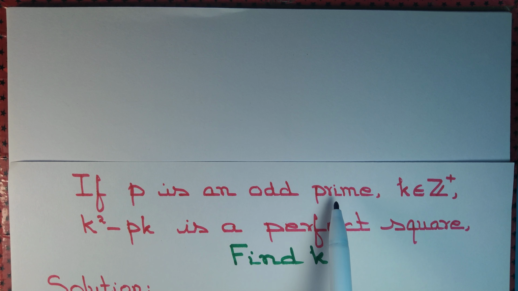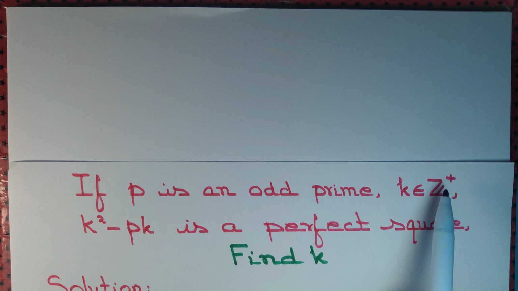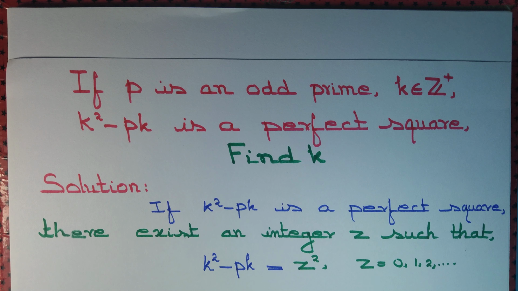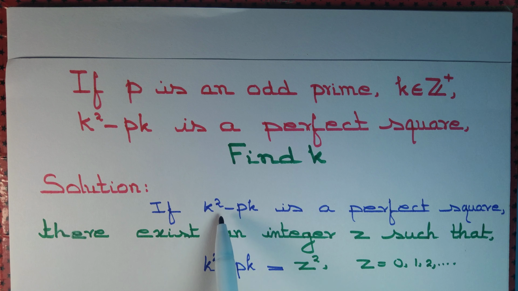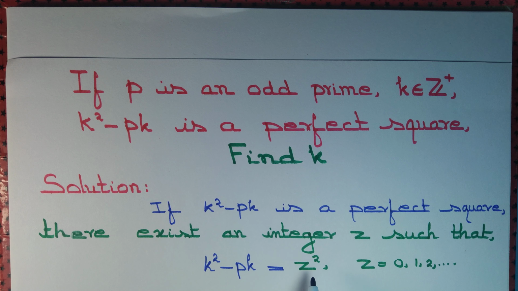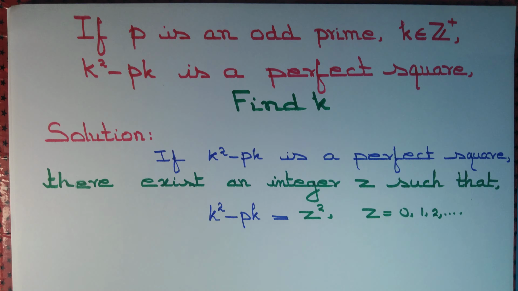If p is an odd prime, k is a positive integer, and k square minus pk is a perfect square, can we find the value of k? The answer is yes. Let's do it. So if k square minus pk is a perfect square, then there exists an integer z such that k square minus pk equal to z square.